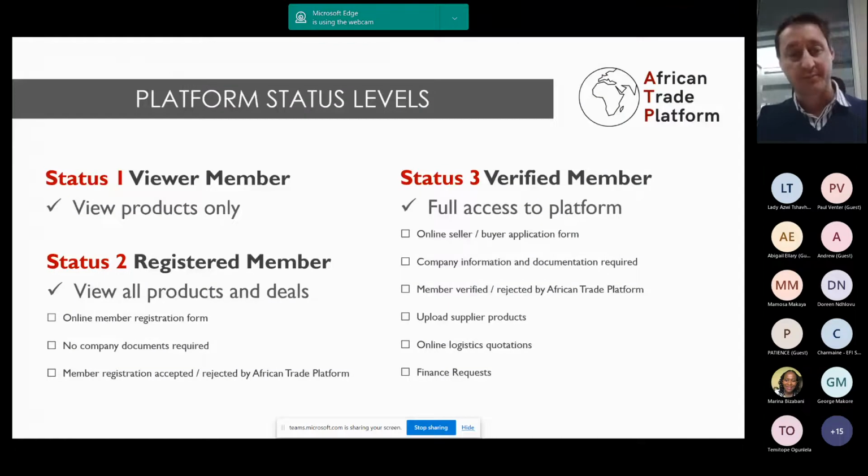From an onboarding perspective, you've got three levels, from just a pure viewing member to a registered member. In order to be able to transact and go through a transaction, you'd have to be a verified member on the platform.